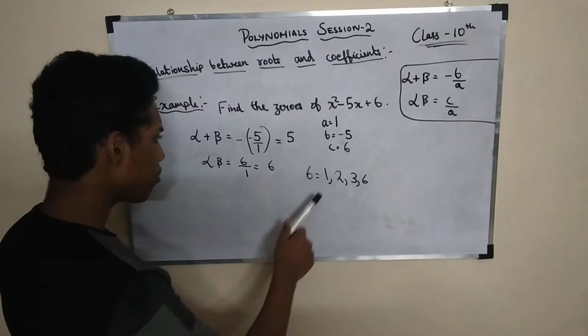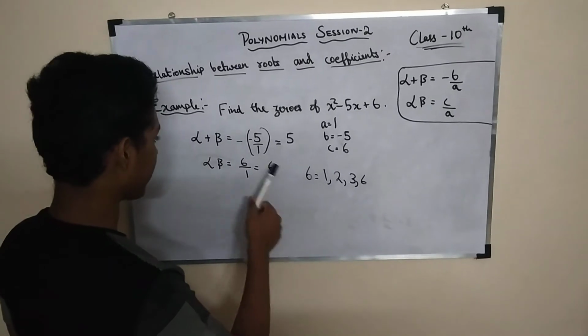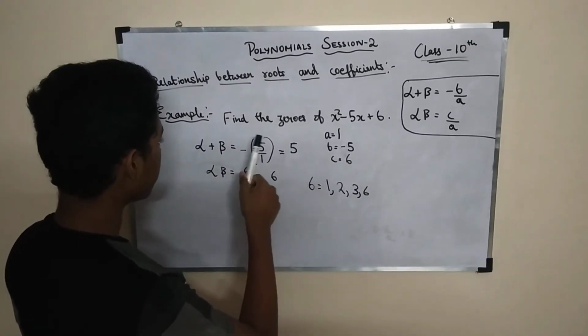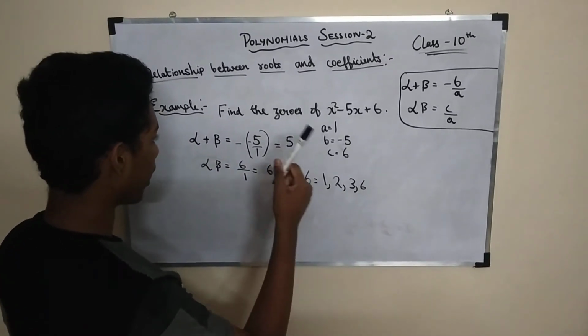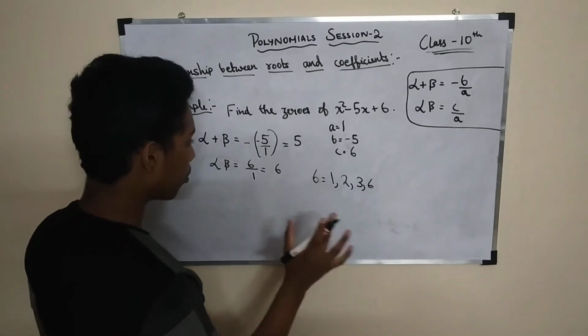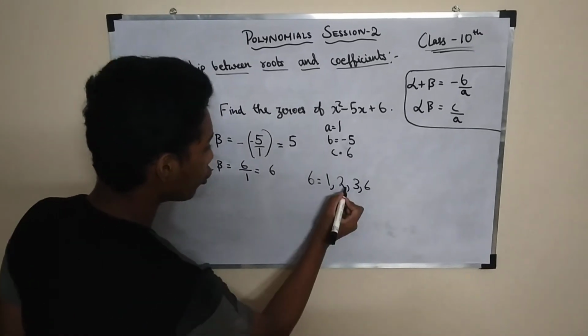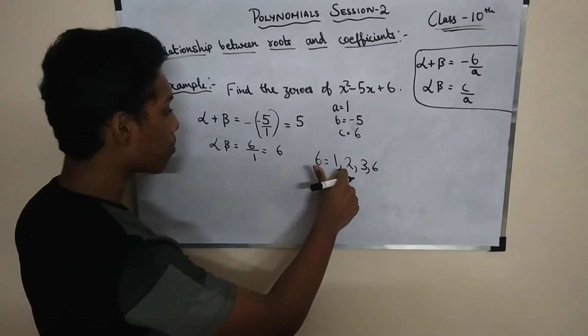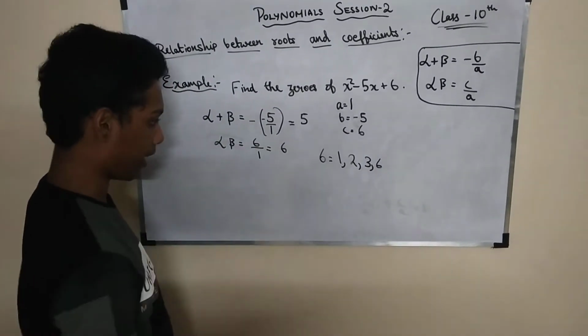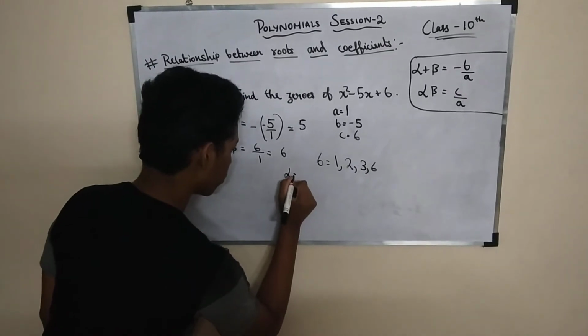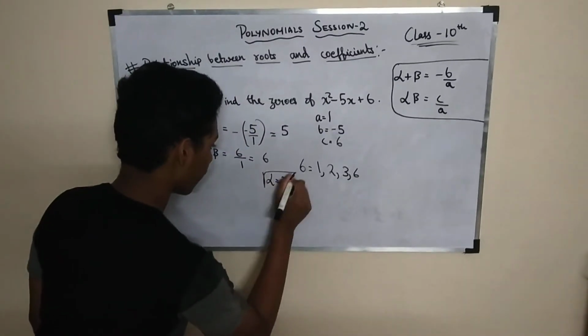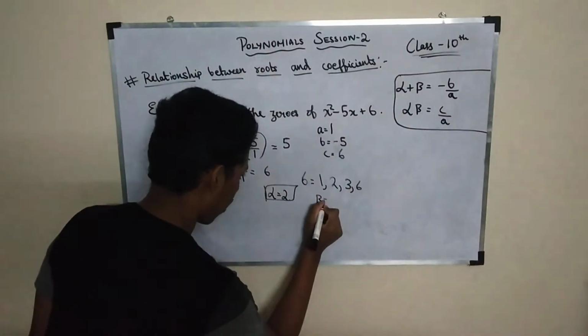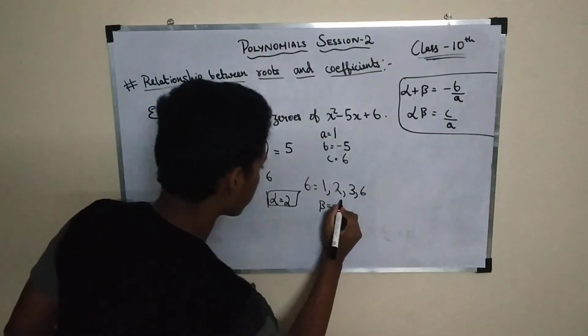Yeah. Now if you multiply 1 into 6, you'll get 6. But will you get 1 plus 6 as 5? No, you won't get 1 plus 6 as 5. But if you multiply 2 into 3, you'll get 6, as well as if you add 2 plus 3, you will get 5. So alpha equal to 2, beta equal to 3. Or you can say alpha equal to 3, beta is 2.